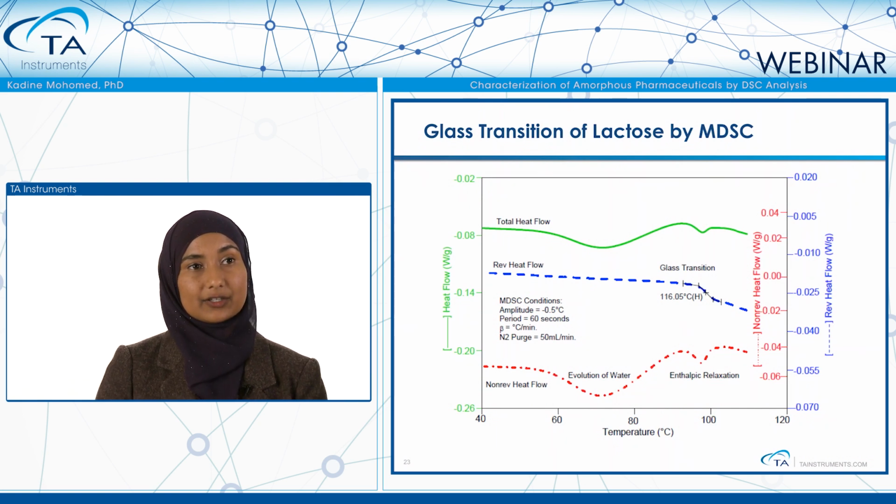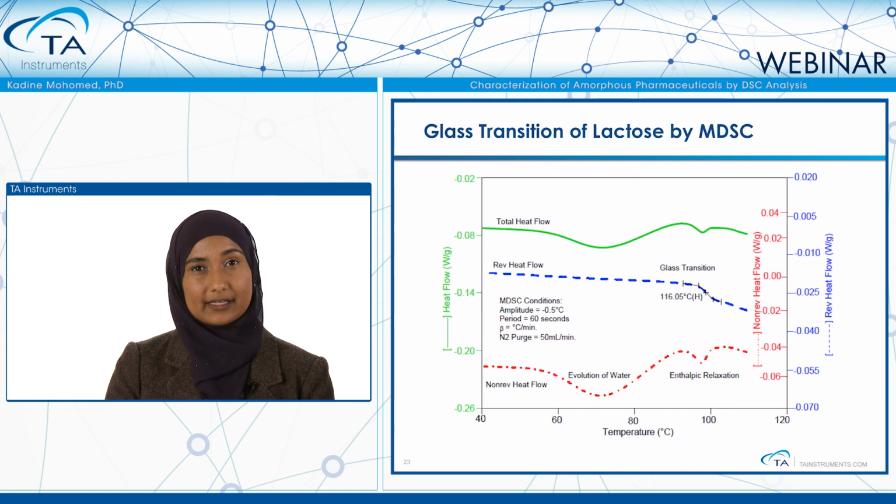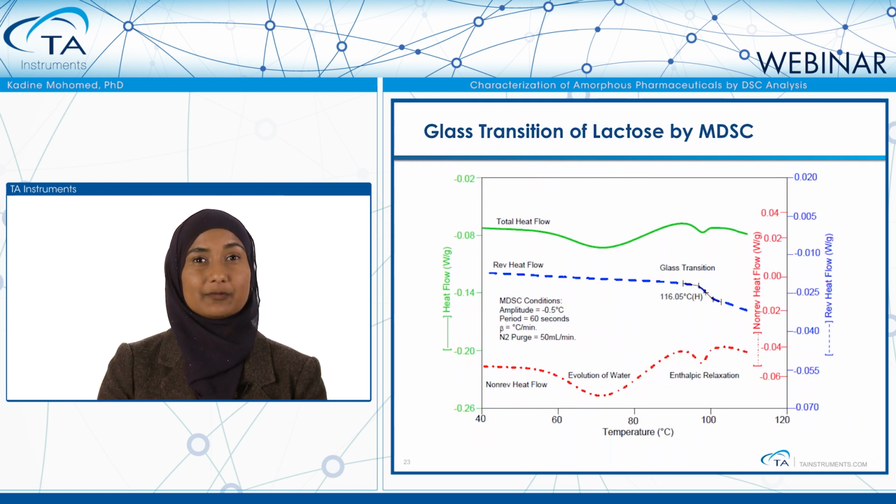Notice in the total heat flow signal, you have an endothermic trend that peaks around 70 degrees, followed by a slight exotherm, and then what may appear as an endothermic peak around 100 degrees. This thermogram appears to be very difficult and convoluted to interpret. Modulated DSC will help us simplify the thermogram and allow us to better interpret the results.